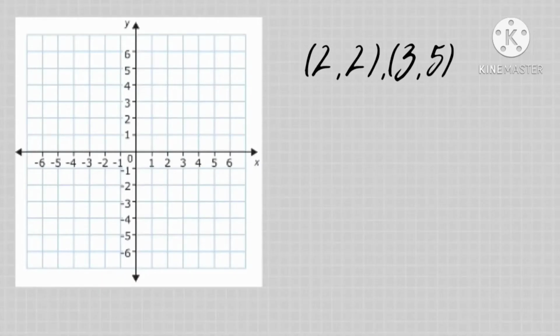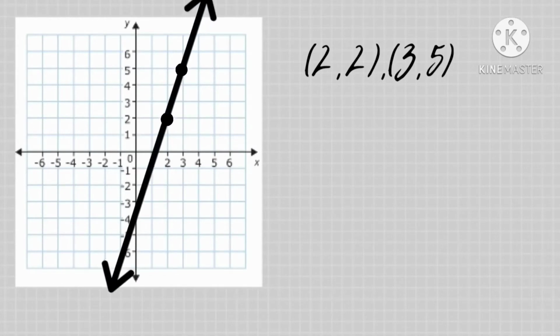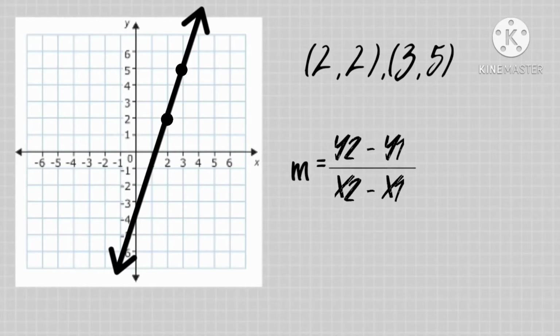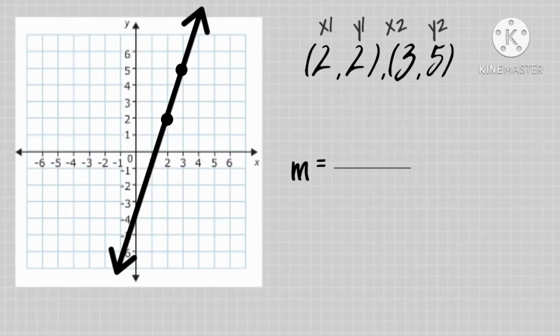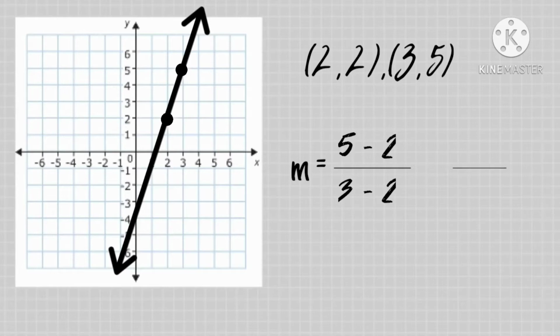So for example, we have these given ordered pairs. First of all, we need to plot the points. Now to determine the slope, we have this formula, which is m is equal to y2 minus y1 over x2 minus x1. So in this case, we will have 5 minus 2 over 3 minus 2. Now let's solve this equation and we will get 3 over 1. If we simplify that, we will get 3. And that's how to determine a slope using a line on a given graph.